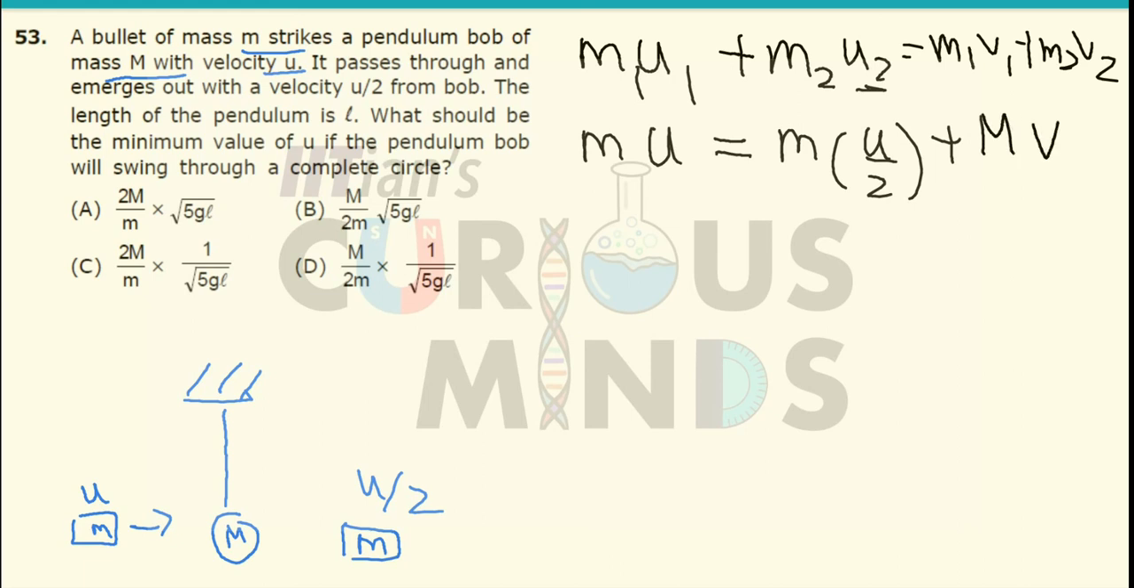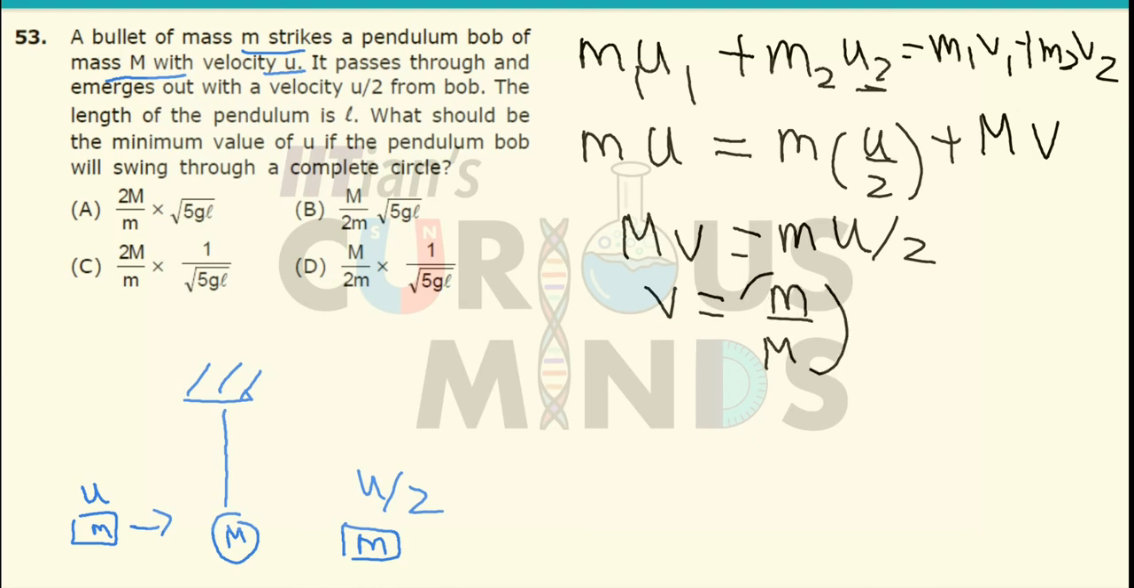Capital M into v, I will just write it as v. So mu will be equal to m into u by 2 plus capital M into v, and I can say that v will be equal to small m divided by capital M into u divided by 2. Let this be the first equation.